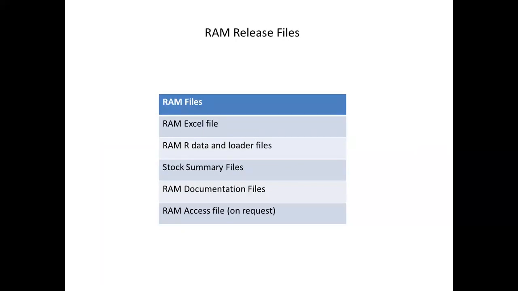So once all that data gets generated, we have a set of files that we generate for each new version. We have an Excel file. We have an R data file with a set of R loader files. Our stock summary files, which I'll go over later when I go over the website, since those are also on there. We have a set of RAM documentation files, which go over the RAM structure, what each of the fields means in the tables, how certain data gets generated, and what the preference hierarchy is for some of the data generation. So anything that someone generally might have questions about, we try to cover in the documentation files.